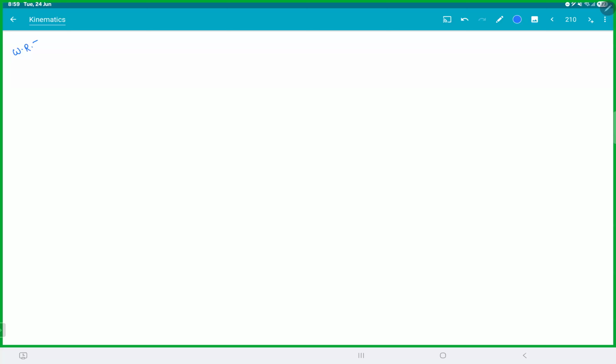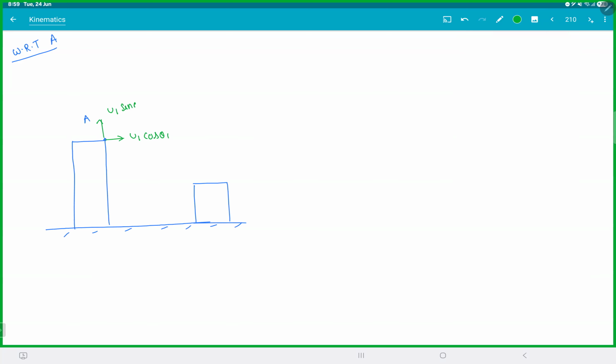Let's study with respect to A. So step one, first of all, get the velocities. So A's velocity will be U1 cos theta 1, U1 sine theta 1, and B's is U2 cos theta 2, U2 sine theta 2. Gravity is G.